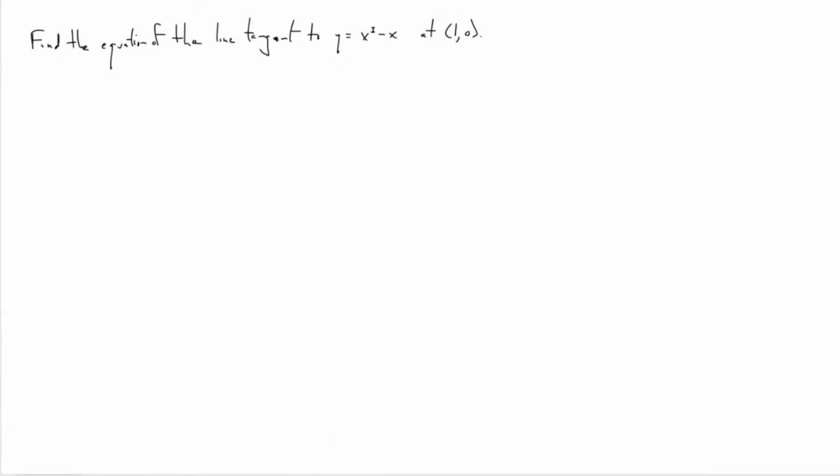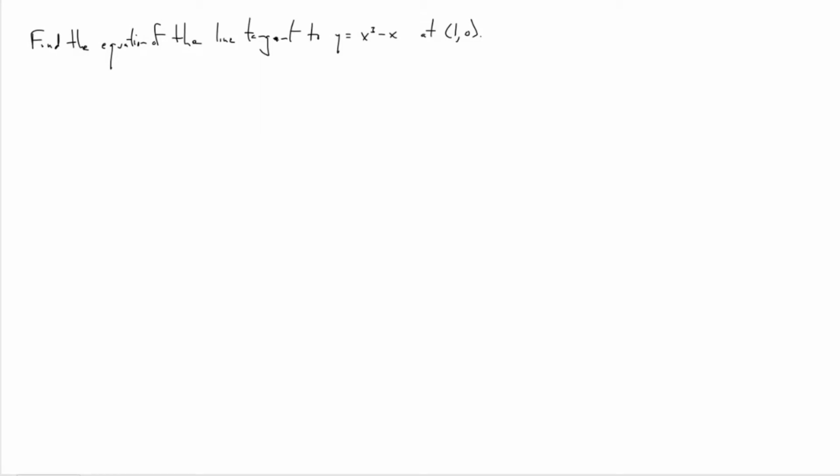Hey, as promised, we're going to do a few examples showing how to use our new definitions to compute tangent lines to some curves at some given points. And when I say we, I mean you. The first example will be to find the equation of the line tangent to y equals x cubed minus x at the point (1, 0).